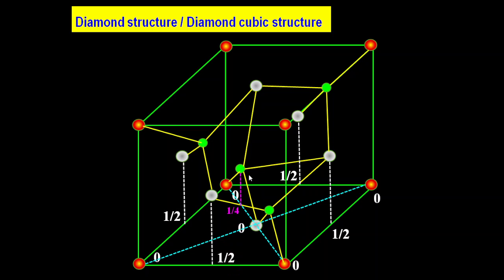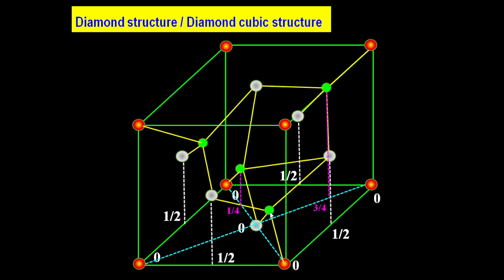Suppose this is the first atom. If I draw a perpendicular, this perpendicular will intersect exactly at a distance of 1/4 on this diagonal, 1/4 distance from this corner. So I will place this atom here. Second, if I draw a perpendicular from this atom, it will intersect this diagonal at 3/4 distance from this corner, because this atom is present at 3/4 distance of the diagonal. So I will label it as 3/4.